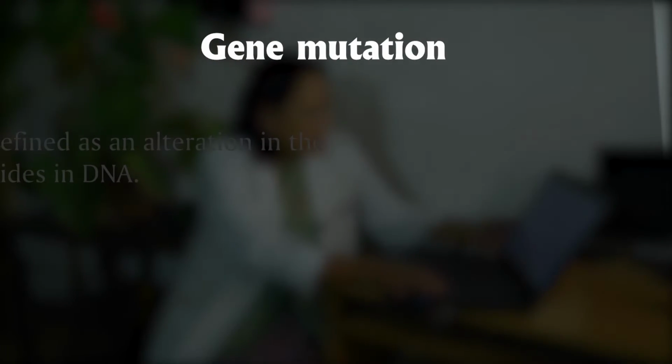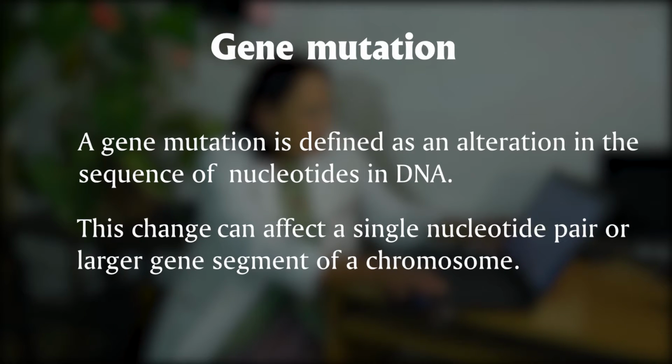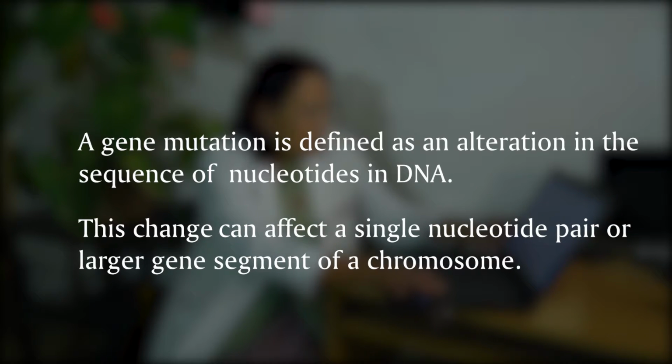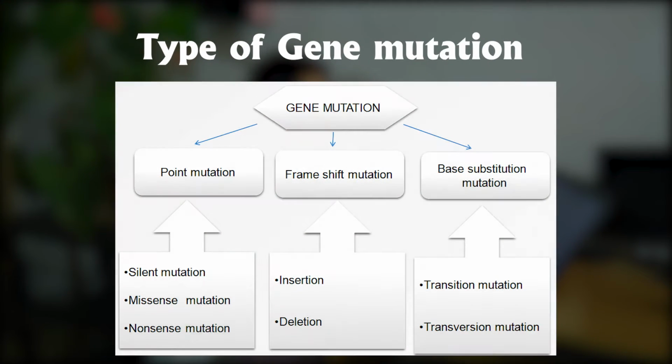Gene mutation is defined as an alteration in the sequence of nucleotides in DNA. This change can affect a single nucleotide pair or a larger gene segment of a chromosome. Types of gene mutation may be point mutation, frame shift mutation, or base substitution mutation. Point mutation includes silent mutation, missense mutation, and nonsense mutation. Under frame shift mutation, there may be insertion or deletion. In base substitution mutation, there are transition mutation and transversion mutation.